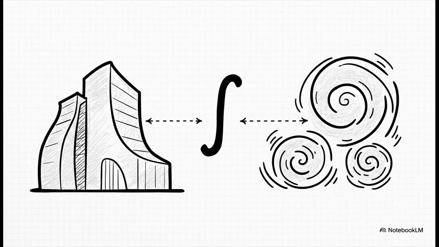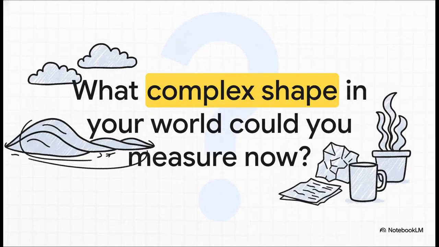So when you boil it all down, this one powerful idea, taking something complicated and breaking it into a million simple pieces, lets us measure just about anything, from the grandeur of a building to the chaos of a storm. It really is like a hidden language that our world is written in. And that leaves me with one last thought for you. Just look around you right now, at the clouds outside, a mountain in the distance, or even just the weird shape of the coffee mug on your desk. After all this, what's a complex shape in your world that you now realize you could actually measure?